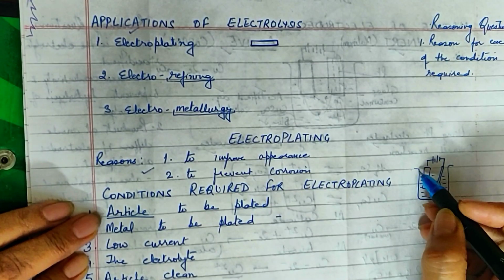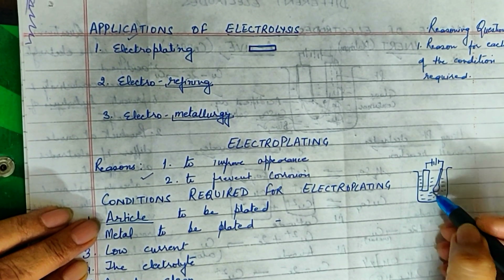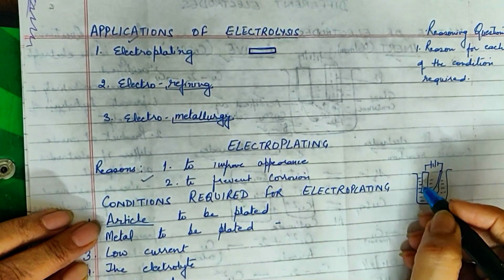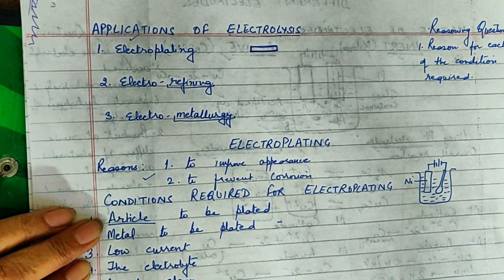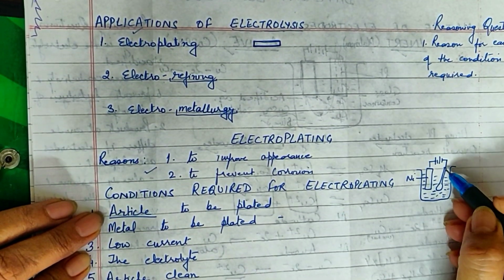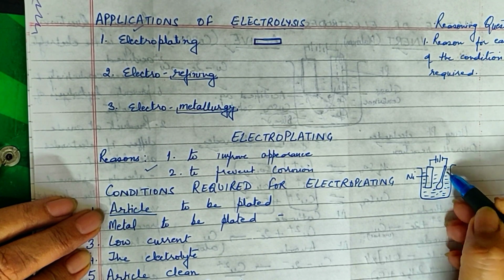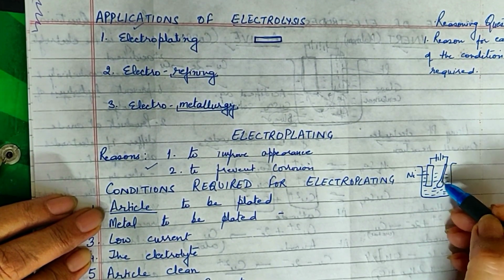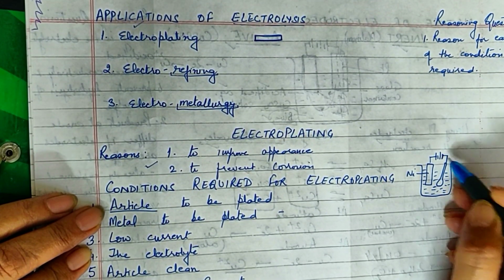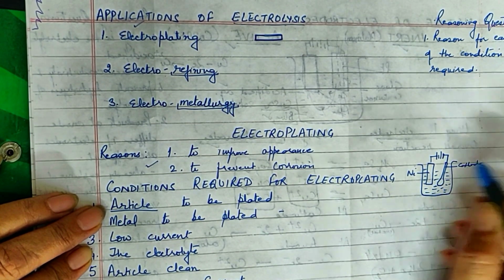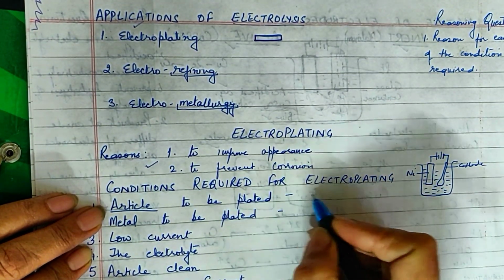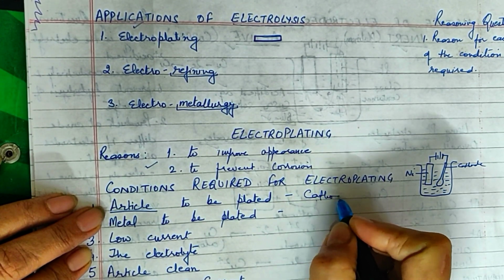Now, for that, I'll take an example. Suppose we have a piece of, say, spoon, which has to be covered over by, say, anything, say, nickel. Now, the conditions required are that whatever article you need to coat with another metal, that article has to be connected to the negative terminal and it has to act as a cathode. That is one thing very important. So, the article to be plated has to be used as a cathode.